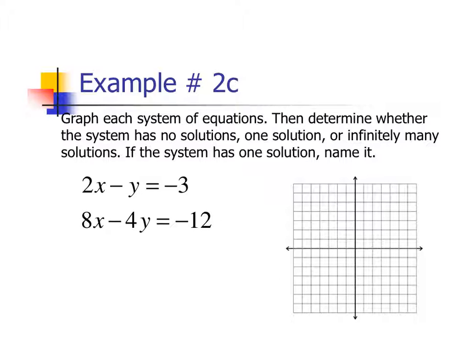Alright, so why don't you give this one a shot yourself? So put it in slope-intercept form, compare your slopes, compare your y-intercepts. That should tell you whether you're going to have no solutions, one solution, or infinitely many. And then graph it. Once you have got that done, restart the video and check your answers with mine. So go ahead and pause and give it a shot.